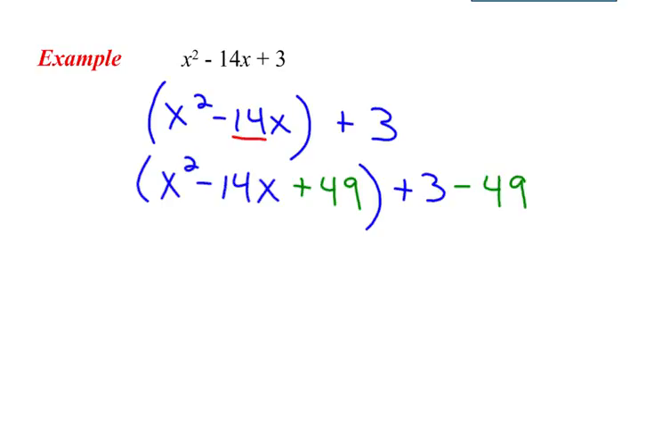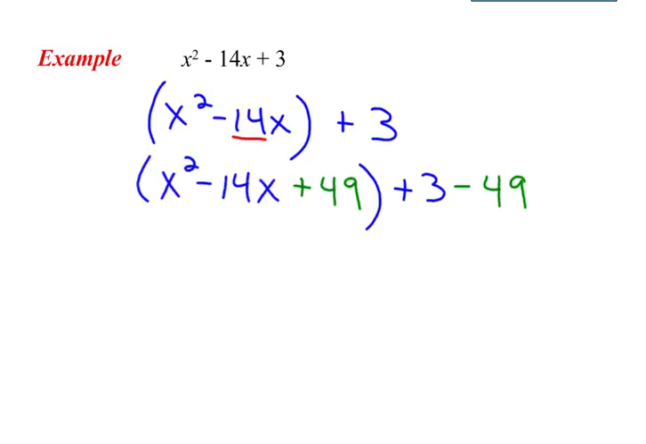The reason we're doing this is because if we add on 49 and then subtract 49, we're doing nothing to the expression, right? Because 49 minus 49 is 0, and we are always allowed to add 0 onto anything because it doesn't change it.